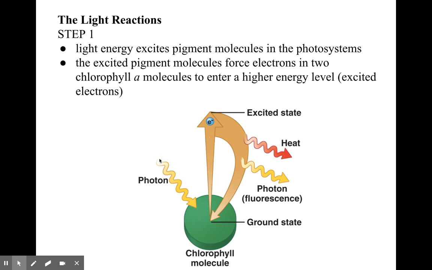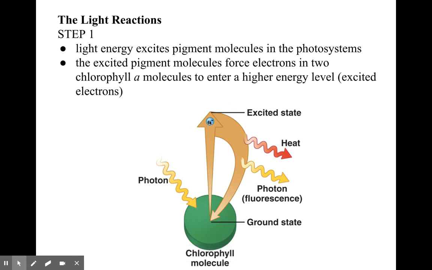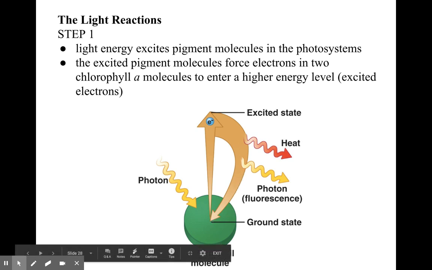A photon is light, and light gives off photons of energy. One photon of light hits a chlorophyll molecule. It excites the electron. The electron jumps up to an excited state. Then it loses energy and falls back down to its normal level, which is called the ground state. When it falls down, it will give off heat and a photon.